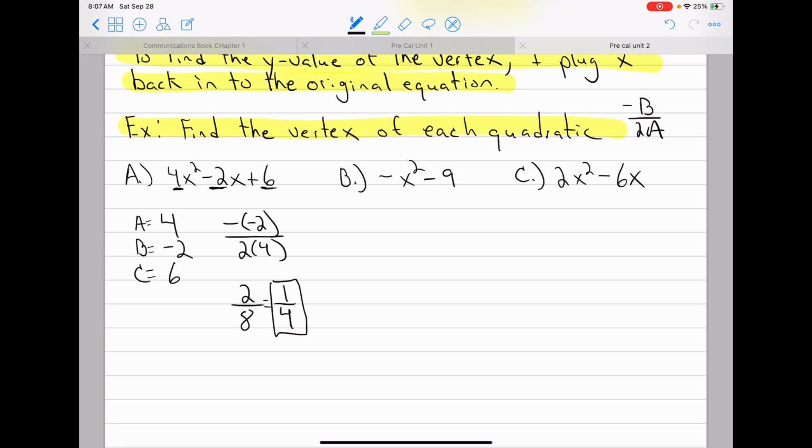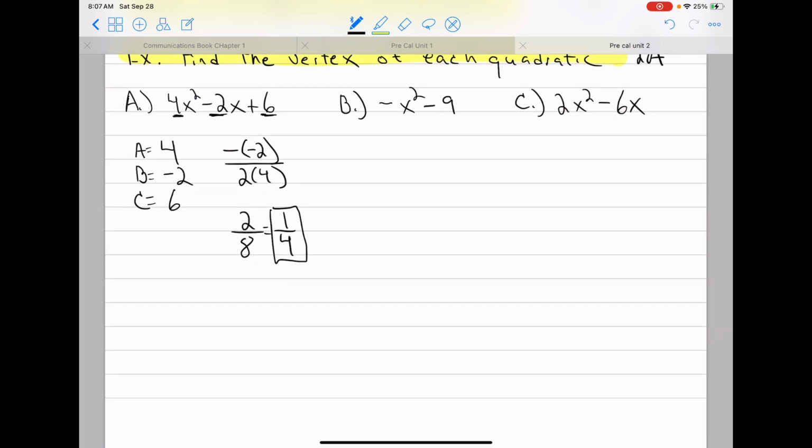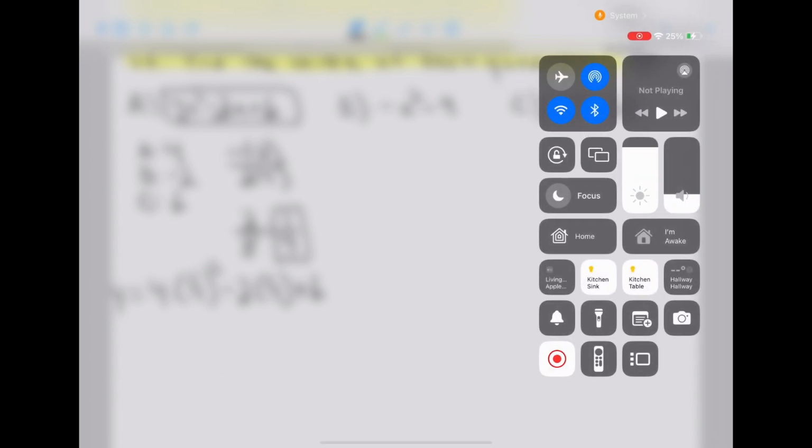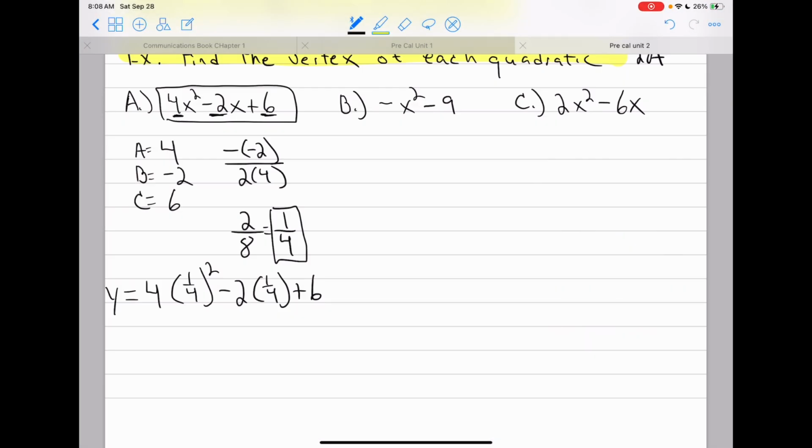And now, if I want to go ahead and find this vertex, so now I would do 4 times 1/4 squared minus 2 times 1/4 plus 6. Because remember, this is y equals. I just plugged it back into this original equation. Now this is a little bit uglier than what I hoped for, but that's okay, because we can still do it. It's good that y'all see some other work anyway.